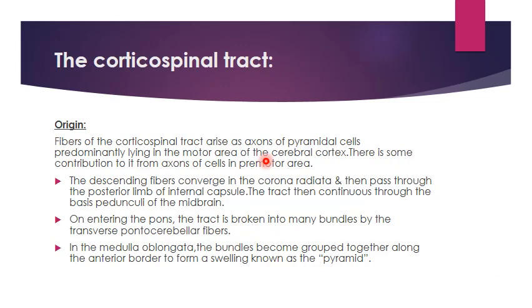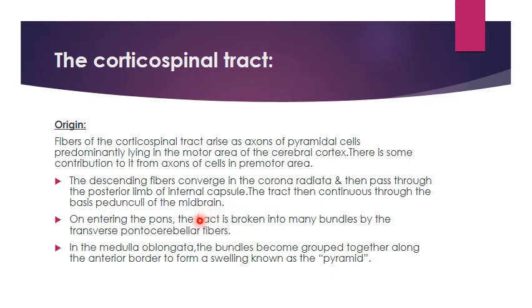The corticospinal tract. Fibers of the corticospinal tract arise as axons of the pyramidal cells, predominantly lying in the motor area of the cerebral cortex, and there is some contribution to it from axons of cells in premotor area. Then these fibers converge in the corona radiata and then pass through the posterior limb of internal capsule and then continues through the basis pedunculi of the midbrain.